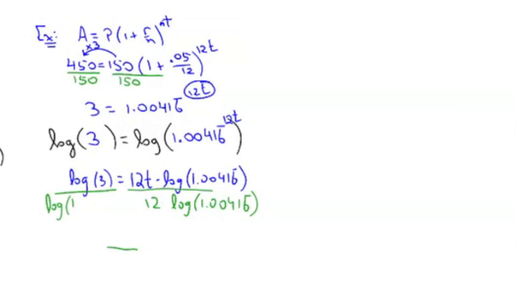Now, do the logs cancel? No. I've seen people do that. Can you take 3 and divide by this number and then take its log? No. So you can't do log of 3 over this. Can you do anything to it? The only thing you could do to it is type it in your calculator.